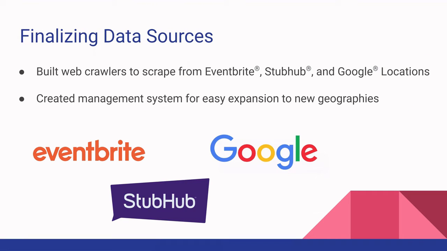For this sprint, we felt it was important to finalize the data sources from which we pulled in order to populate our application. We settled on three main data sources, which are Eventbrite, StubHub, and Google Locations. We chose Eventbrite because it's a good source of local, smaller scale events, whereas StubHub is good for larger events. Google Locations provides information about static locations and points of interest for a given geographic location. We also created a management system for the easy expansion into new geographies beyond just the Atlanta area, which we currently support.